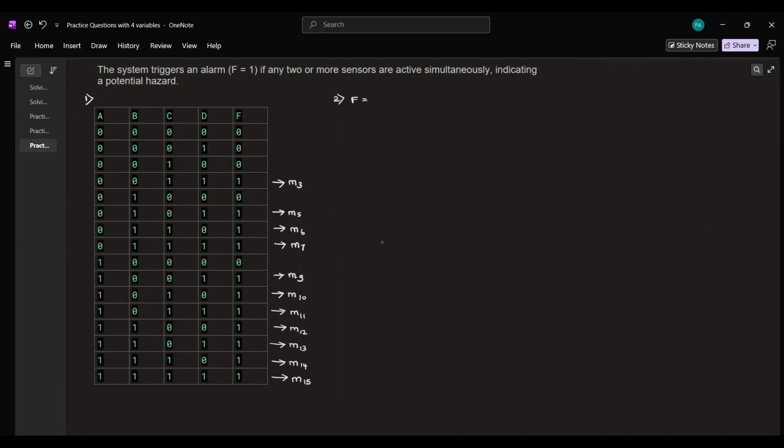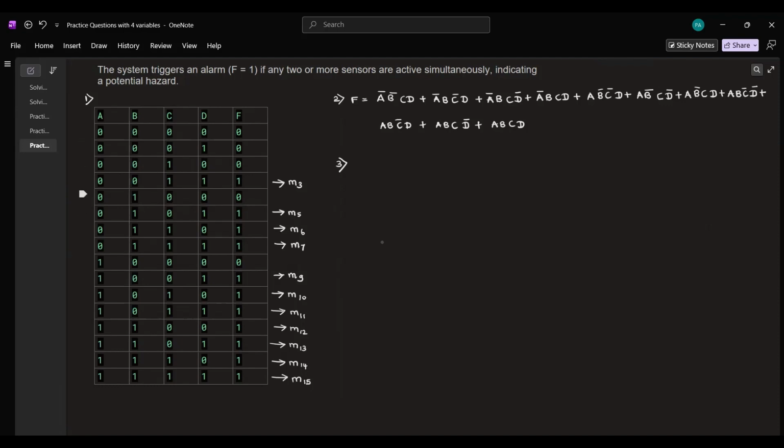Because there are nearly how many terms? 11 terms. So you have to be very careful when you're writing this down. So this will be the final answer for the second step. Yeah, we have 1, 2, 3, 4, 5, 6, 7, 8, 9, 10, 11 minterms.